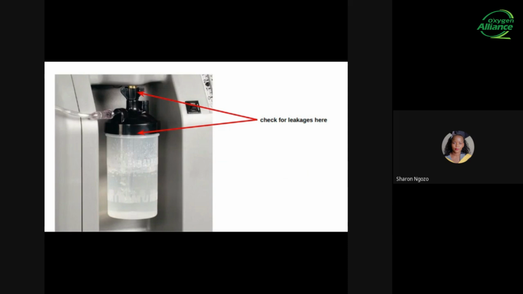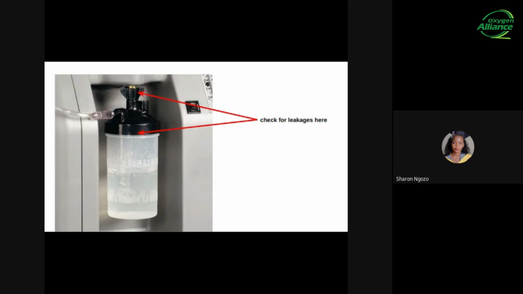I know there are sometimes where distilled water is not available at a facility or at a hospital and people use tap water. So if you're using tap water, make sure you change it every day. Don't let water stay in the humidifier bottles for long. The water in the bottle has to be changed regularly. It is advised for the water to be changed for every patient that is connected to the concentrator. This helps to prevent the transmission of diseases from one patient to the other.